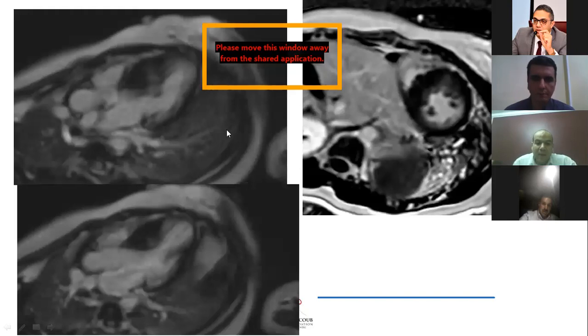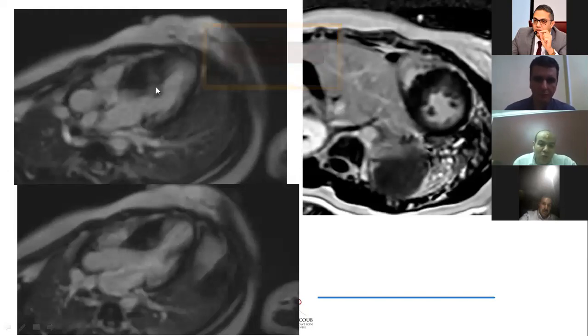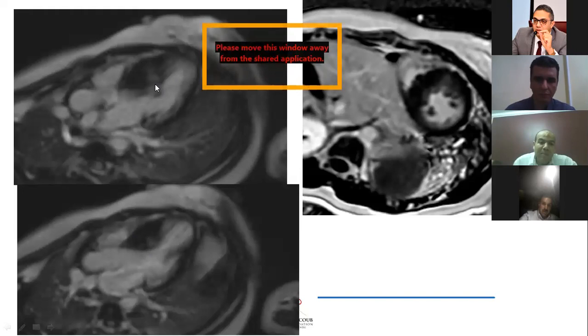And as you know, this is a long axis view of the LV. This is the late gadolinium enhancement view. We can see here the whitish area that is present in the septum, and here another whitish area is present in the septum. This denotes the late gadolinium enhancement, which denotes the fibrosis that is present in the LV.